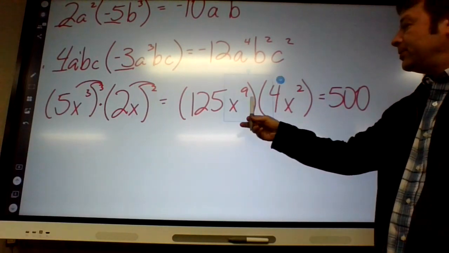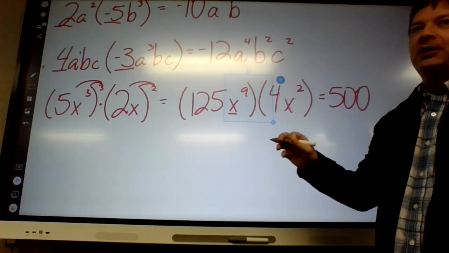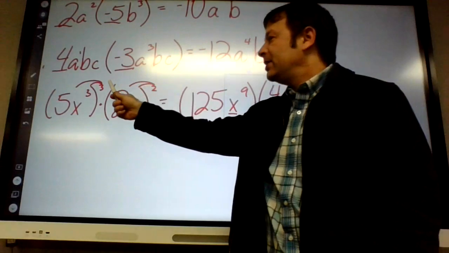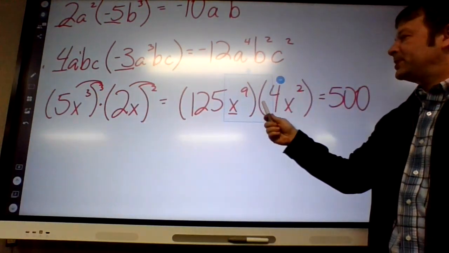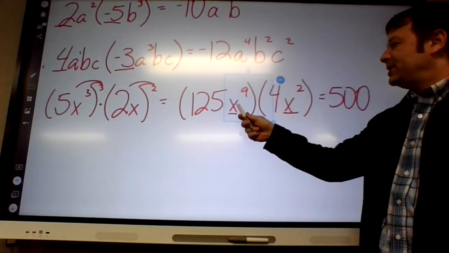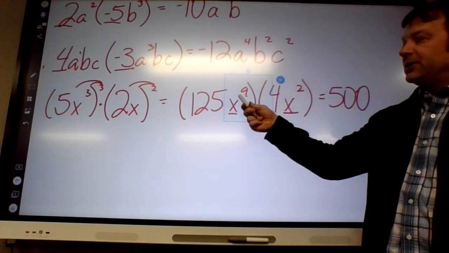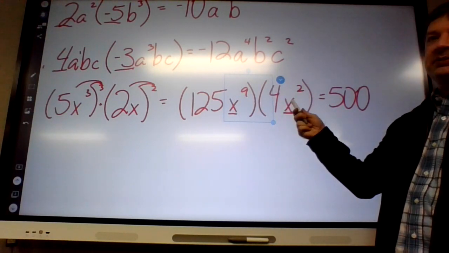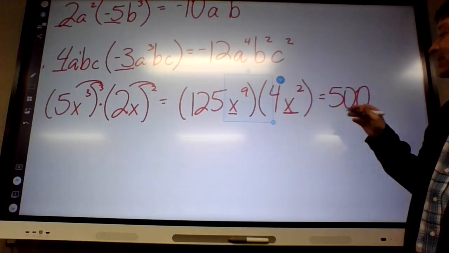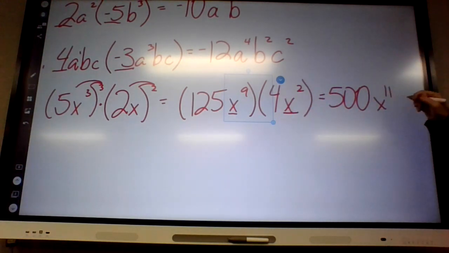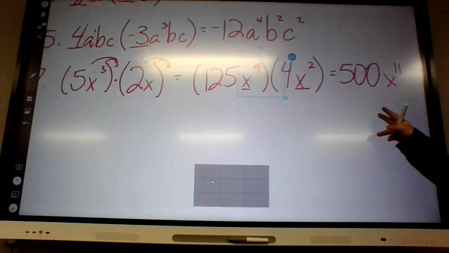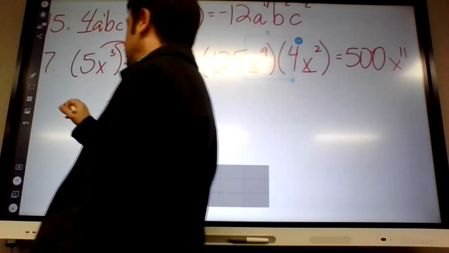Okay, on the x's, this is where people start getting it wrong, because we're going from exponents to multiplication. So are we supposed to be adding or multiplying these exponents? Adding, because we're doing x times x. So that is x to the 11th. So you see how it's tricky? It jumps back and forth between multiplying and adding, and that's when people get confused.